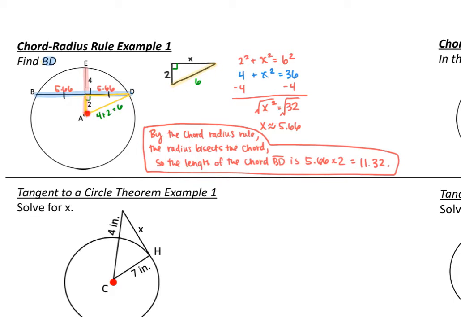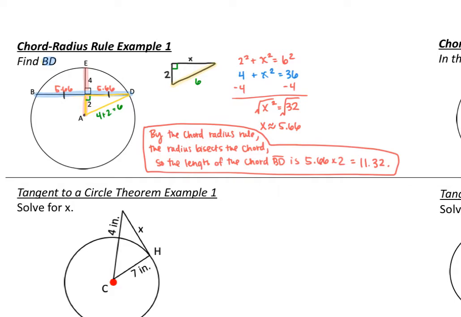I knew that this part of my right triangle was 2, so using the Pythagorean theorem, a squared plus b squared equals c squared, we had 2 squared plus x squared equals 6 squared. And then when we solved for x, we got 5.66. Well, 5.66 represented half of my chord, because by the chord radius rule, we know that our radius bisects the chord if it is perpendicular. So to solve for the full length of BD, I just take 5.66 and multiply it by 2.